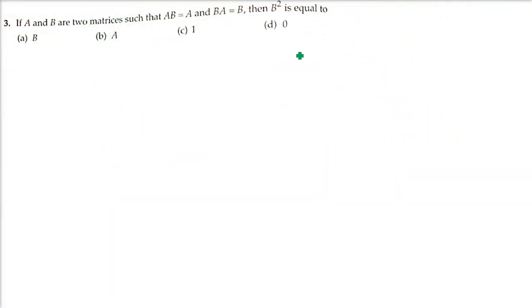If A and B are two matrices such that AB equals A and BA equals B, then B square is equal to? So this AB and BA, multiply both with B. So I am multiplying B with both of these. Right hand side B square. AB is equal to what?